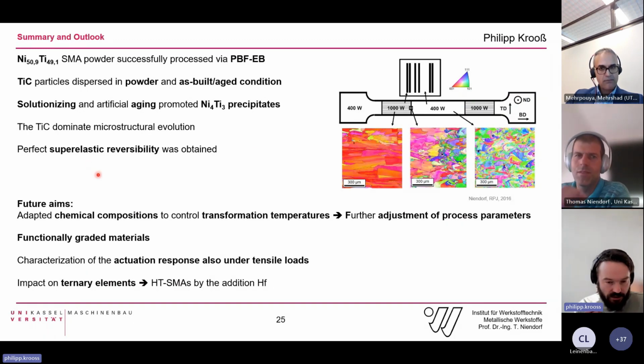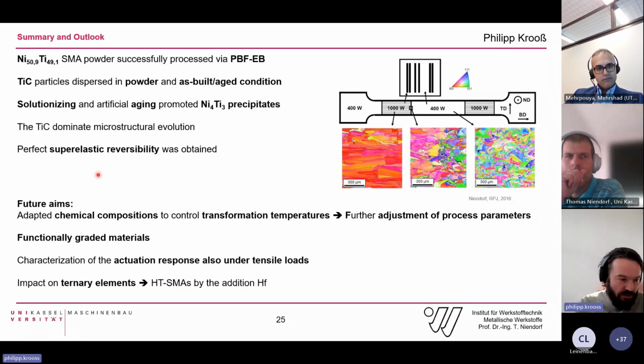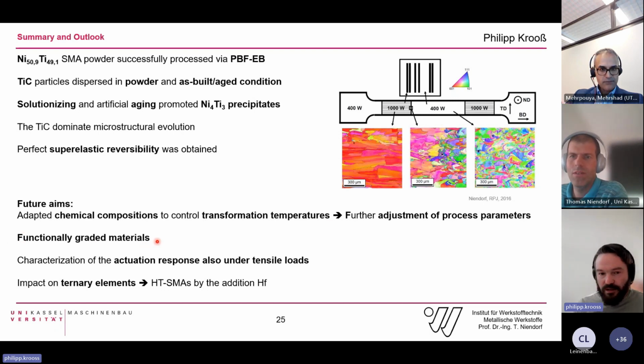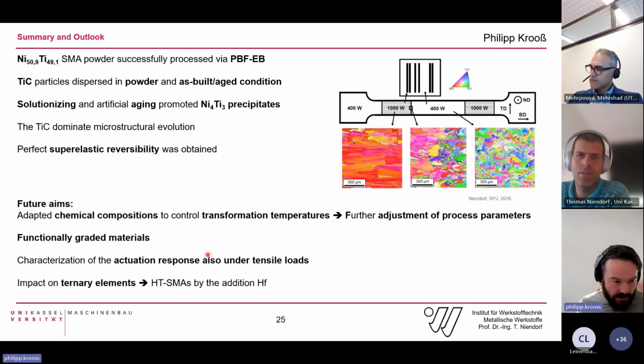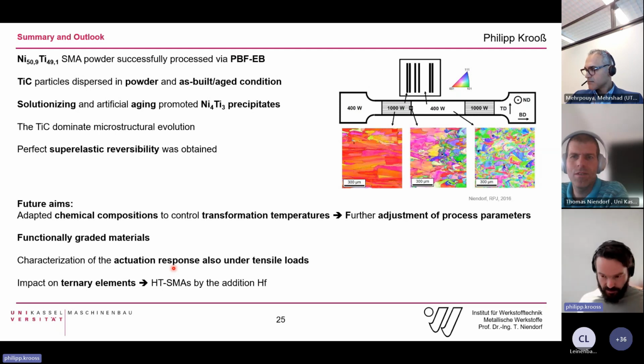Next steps we would like to do, before we need to get some more powders: we would like to further adjust the process parameters to get the as-built condition more functional, more reversible. And we will surely go for some functionally graded materials, the same idea which Christian has on the iron-based SMA system. And we for sure will go for actuation response and also tensile load, because the results I showed here were only on compression.